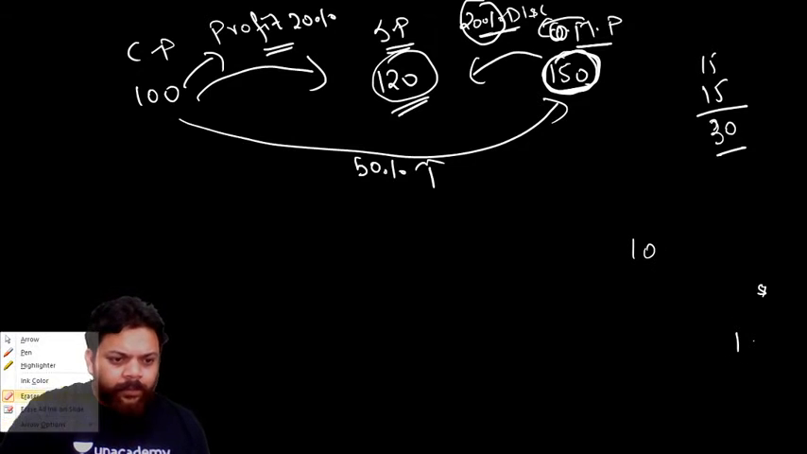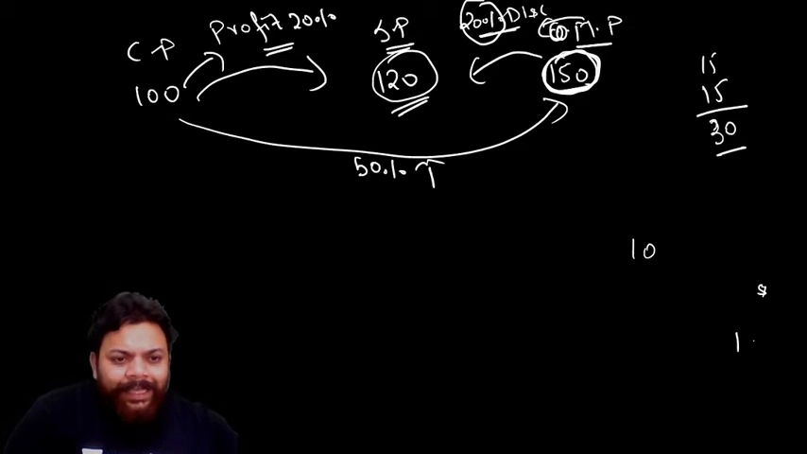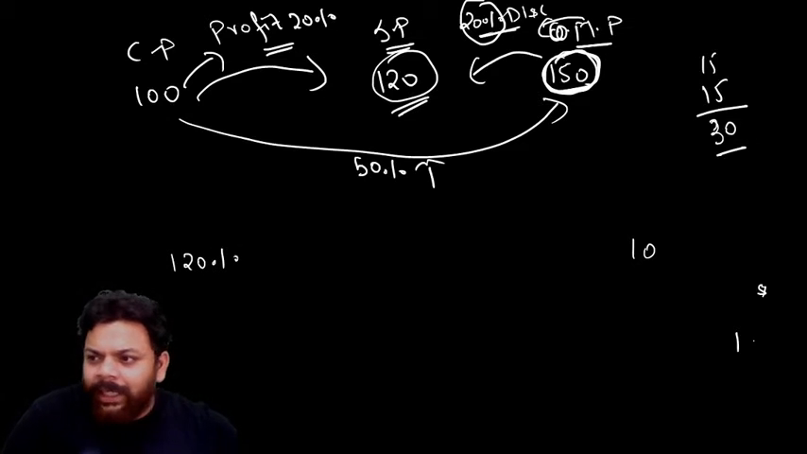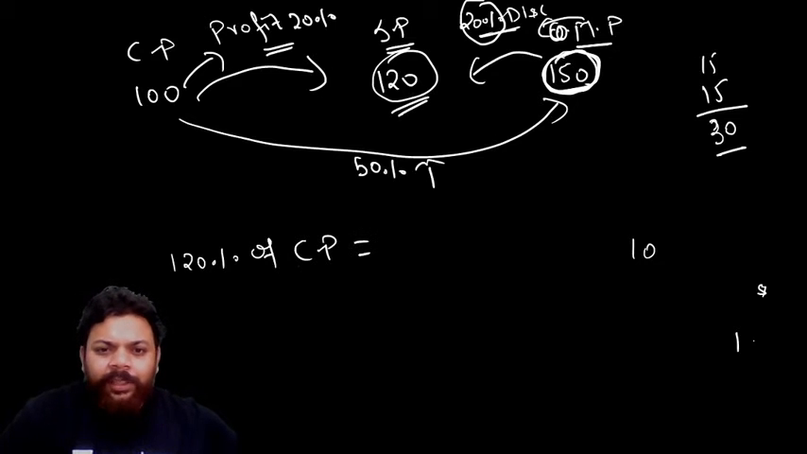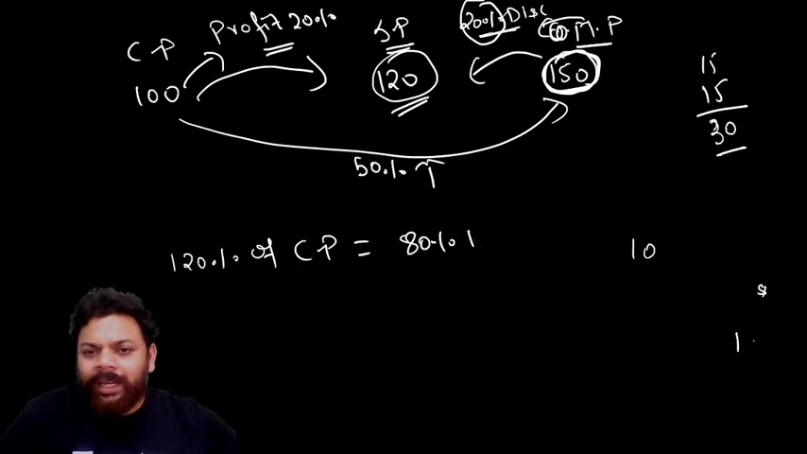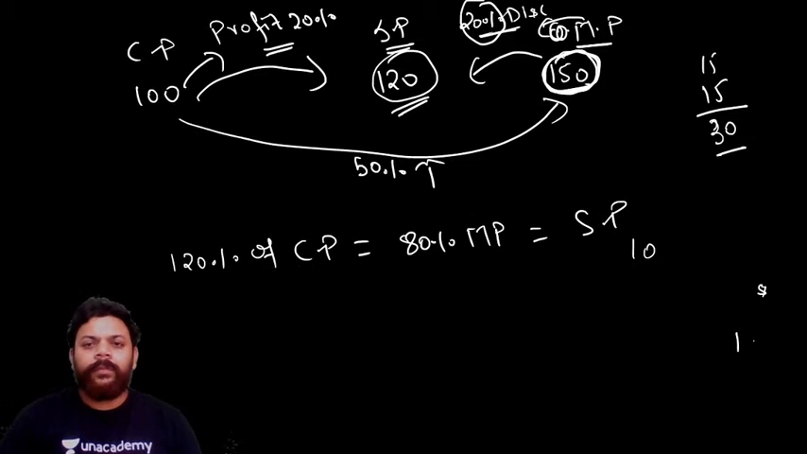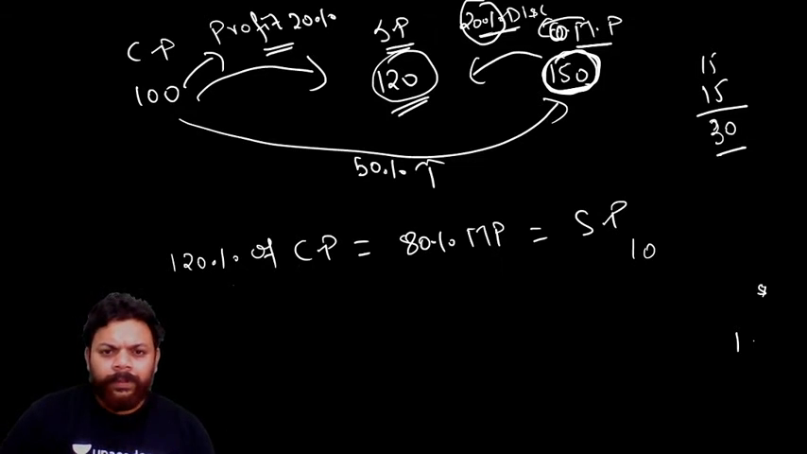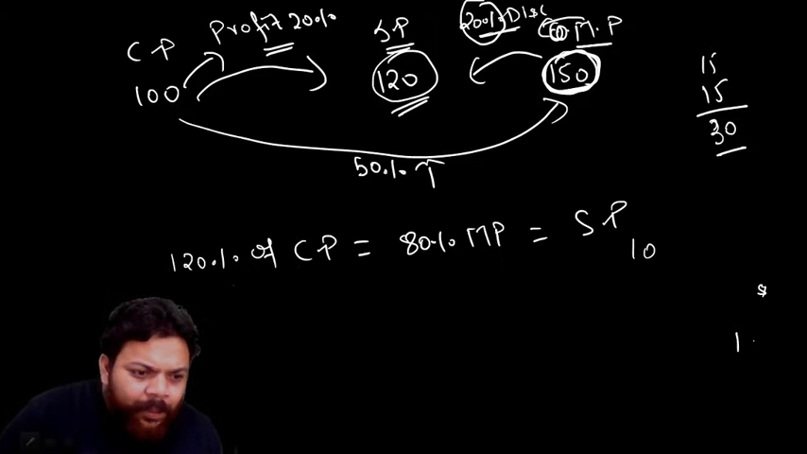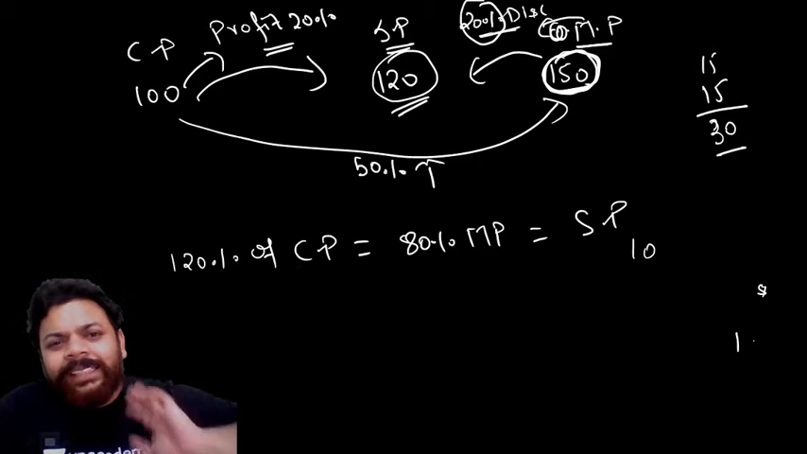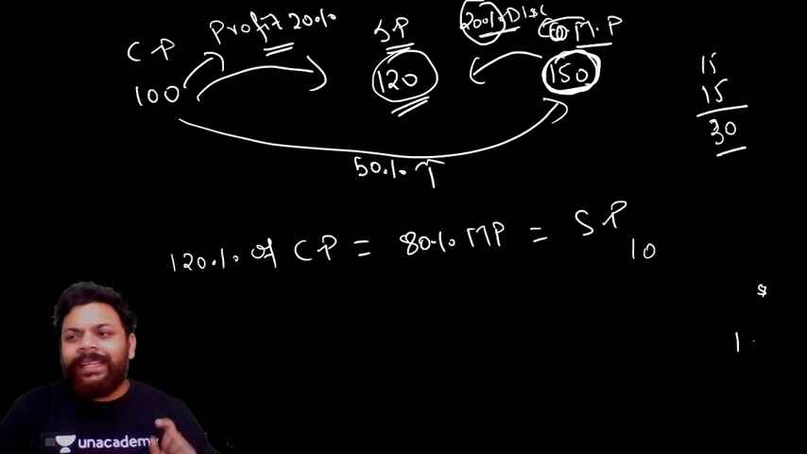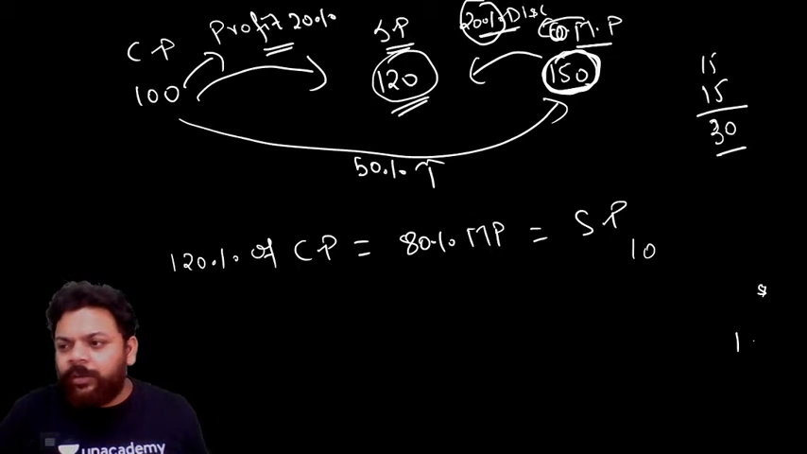Okay, so now I can write this one as 120% of cost price must be equivalent to 80% of marked price must be equal to selling price. So let's see one more example. Did you understand this? Should I erase this one, guys? Should I erase it quickly, yes or no?